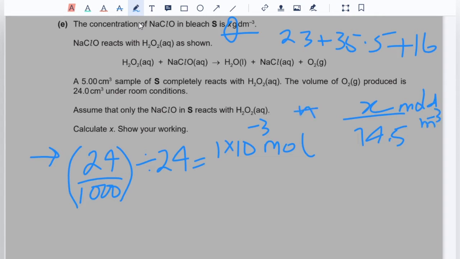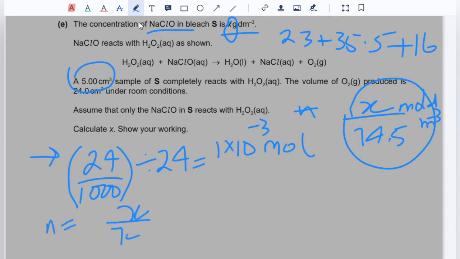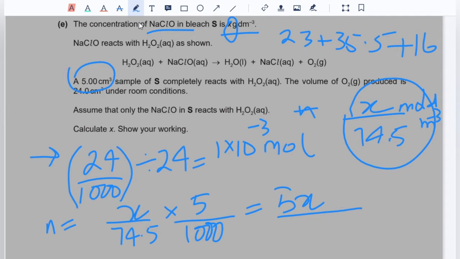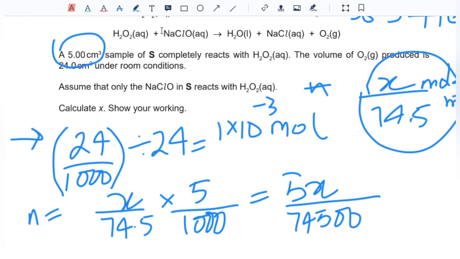Now you've got the concentration and you have the volume, so you can now calculate the number of moles of sodium chlorate, which is going to be concentration, meaning x, divided by 74.5 multiplied by the volume. Now you need to convert volume from cm³ to dm³, which is why I divide that by 1000, and this is equal to 5x divided by 74,500.